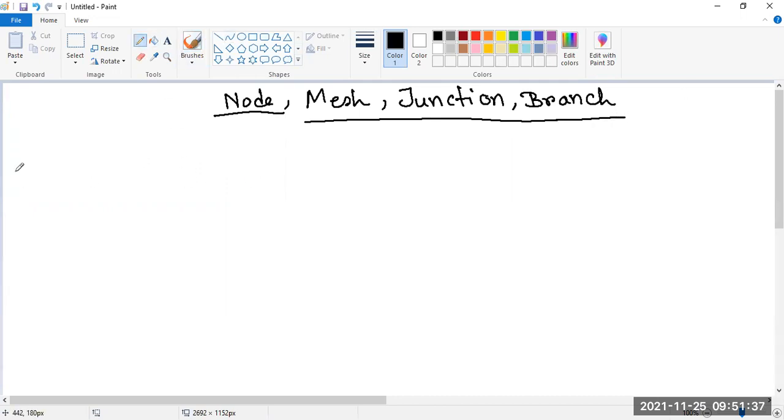So, what is node? Look, this is the circuit elements meeting over there. So, this point A, A is called node, where some electrical components, these components may be resistance, maybe inductance, maybe capacitance, are meeting at a point that is called a node.